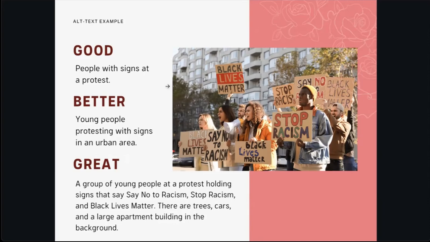Okay, so now you know that it's probably in a city, and you know that it's not a bunch of old people protesting with signs. And then the great version is a group of young people at a protest holding signs, and then you list what the signs say, and you talk more about the background and the foreground. It can get really time consuming. So just do the best that you can with the time that you have, and don't skip this step, because it's really important that all people that are seeing our content can access it, even people that are low vision or that may be using a screen reader to access the content.